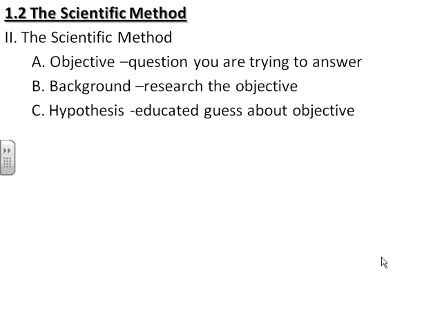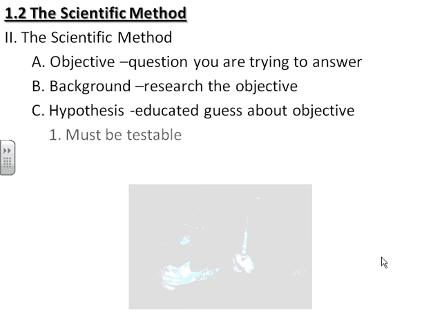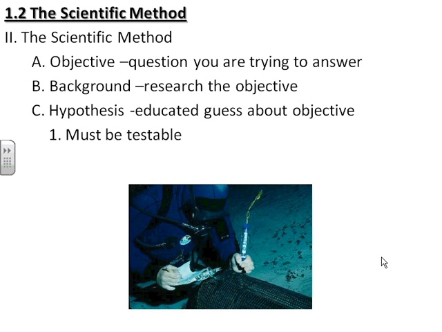A hypothesis we can call an educated guess about your objective. It's a guess because, well, you're guessing at the answer to your initial question. You don't really know the answer, but it's an educated guess because, well, you've done background research. You've learned a little bit about the question you're trying to answer. So you try to make an educated guess as to what you think the outcome will be. Now, a few things about a hypothesis. It has to be testable, and we test our hypotheses with experiments.